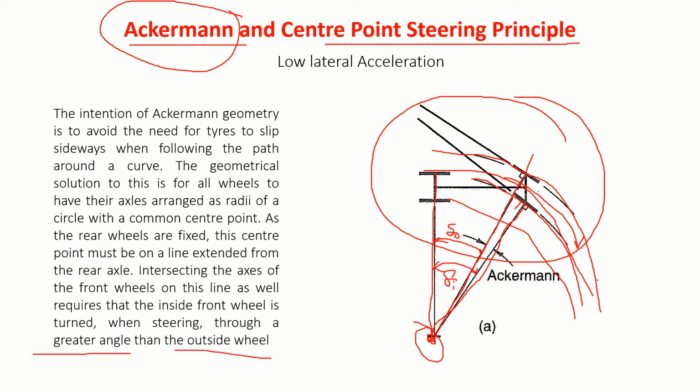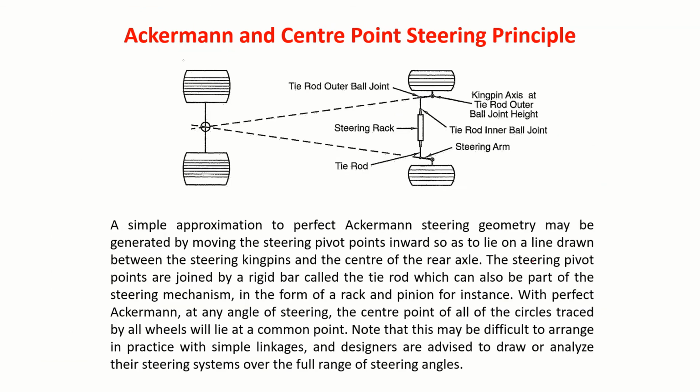How do we achieve this Ackermann steering principle? So let us look at the geometry that we should be designing. Now you look at this and just consider this is a steering rack. And these are what you call tie rods. So this is the steering arm. This is the tie rod. This is the tie rod. This is the steering arm. Of course, this is the steering knuckle here.